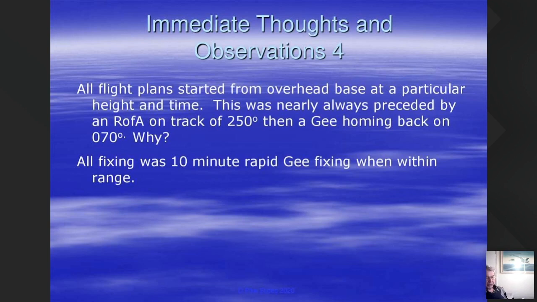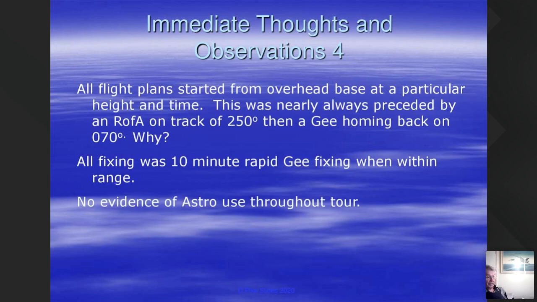All the fixing, once you're en route, was 10-minute rapid G fixing. We'll talk about G as well, while within range, because G was a VHF range, so it was limited initially by line of sight, and also later by jamming as well. So while you're within G range, 10-minute G fixing.